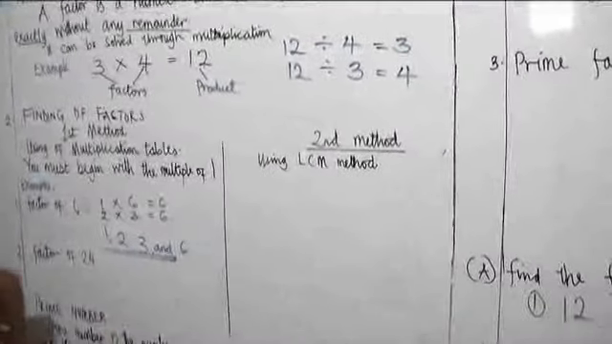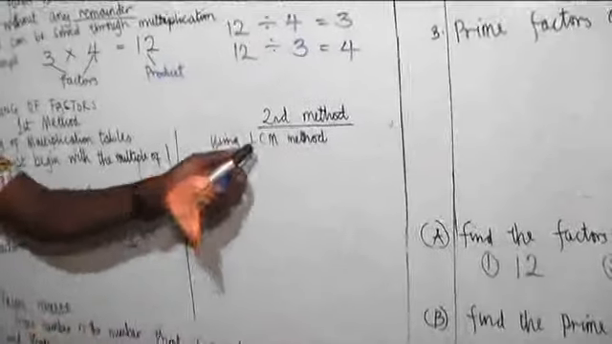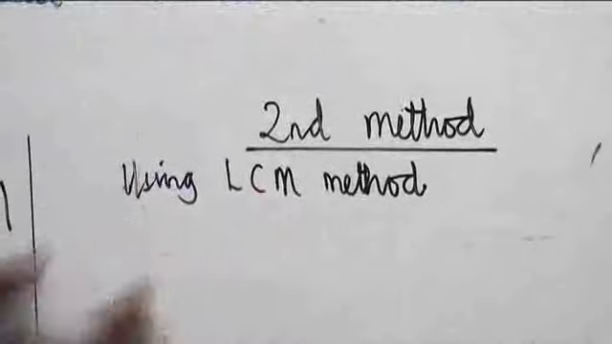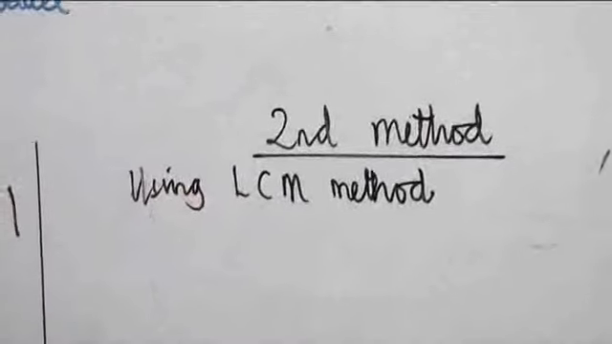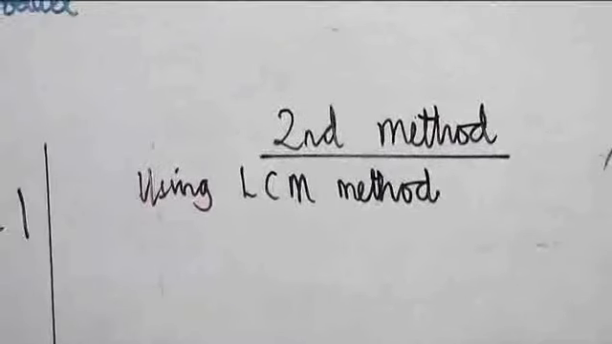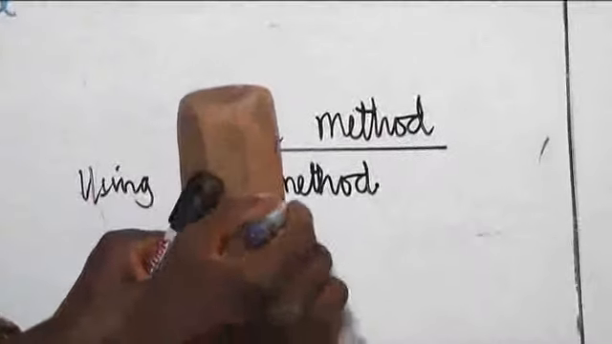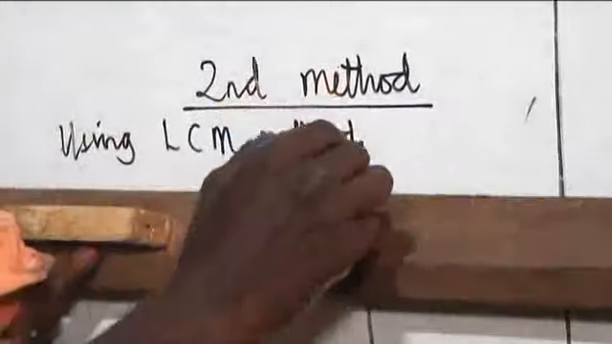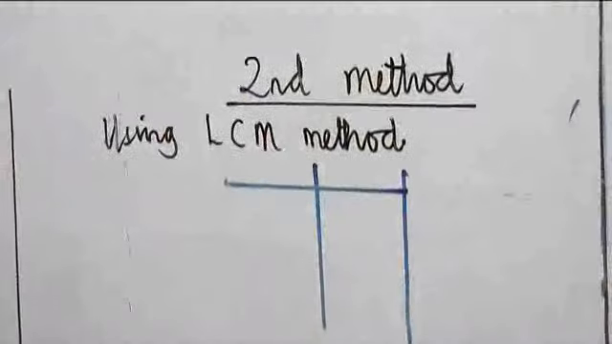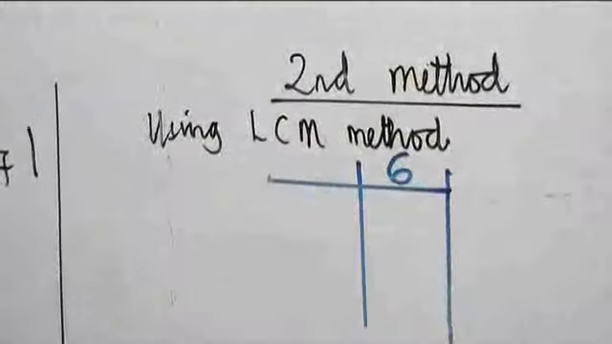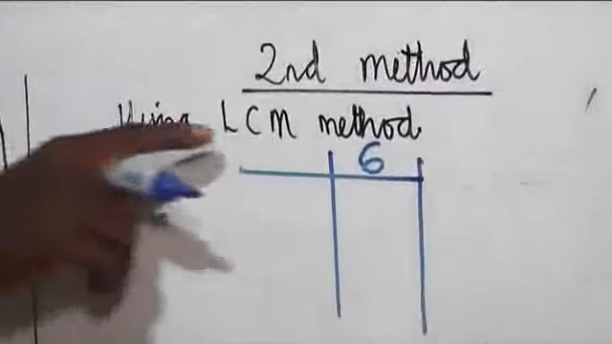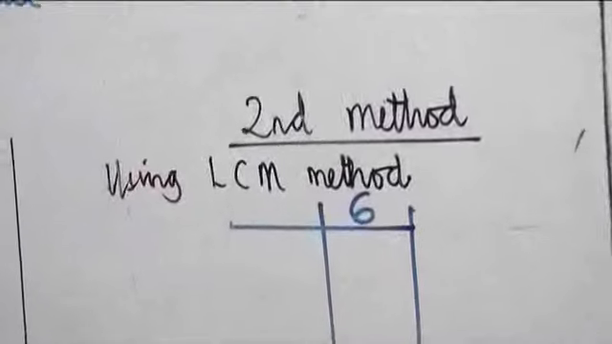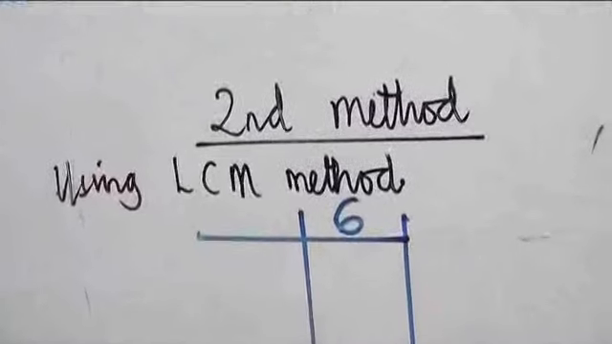Now in your previous lessons, we've taught about multiples and also lowest common multiple, which is LCM. Now using LCM to get factors, you have to draw it. Now here we have our 6. Good. Now when you are treating LCM, you must note that the first factor you must use must be the least factor other than 1.